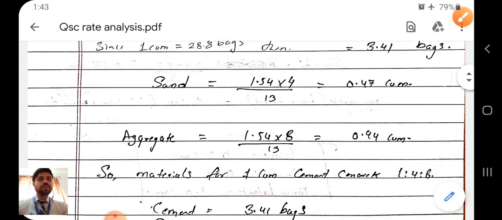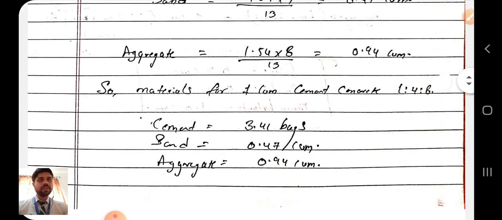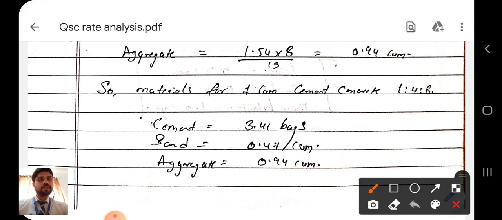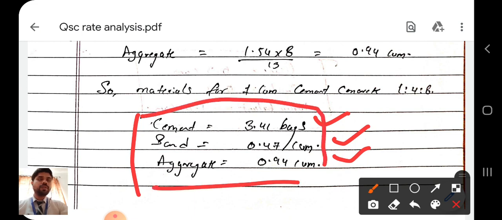So if we want to make a summary, then the materials required for 1 cubic meter of cement concrete of ratio 1:4:8 will be: cement 3.14 bags, sand 0.47 cubic meter, and aggregate 0.94 cubic meter. Now these are the quantities of materials which will be required for 1 cubic meter of cement concrete of ratio 1:4:8 in foundation.